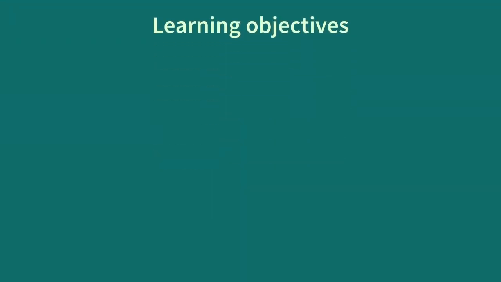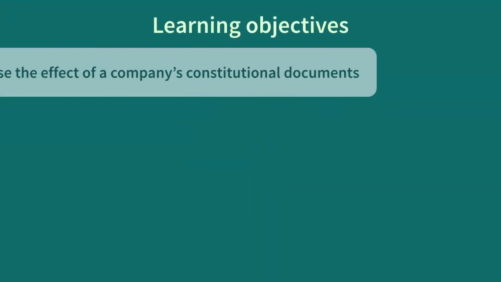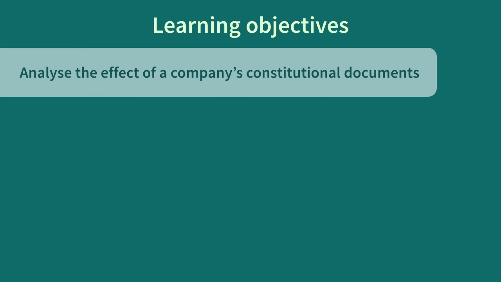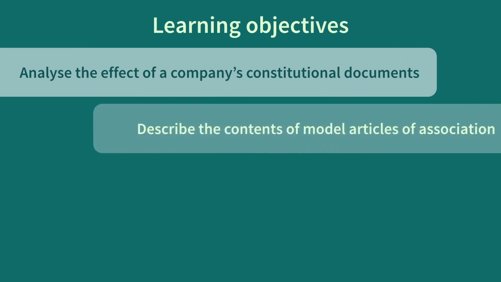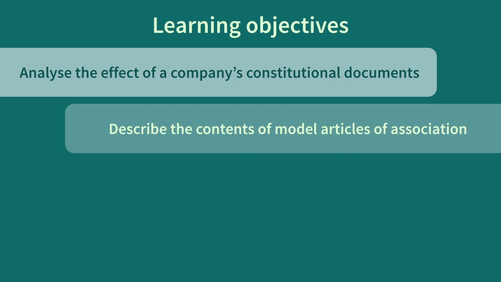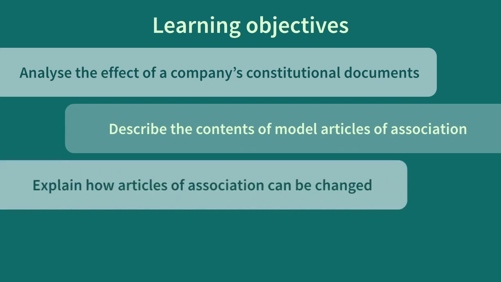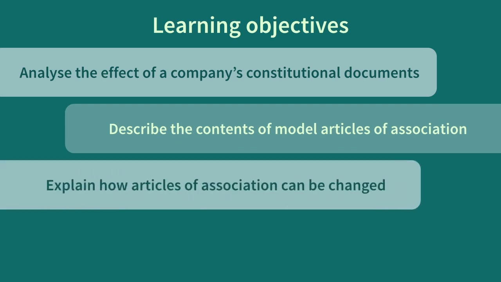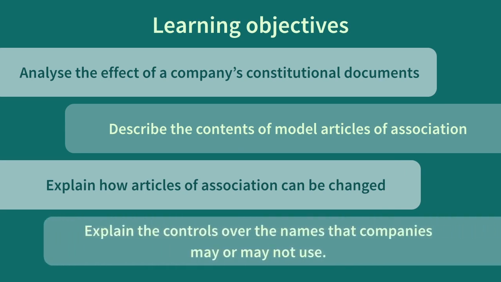At the conclusion of this lecture, you will be able to analyze the effect of a company's constitutional documents, describe the contents of model articles of association, understand how articles of association can be changed, and understand the controls over the names that companies may or may not use.